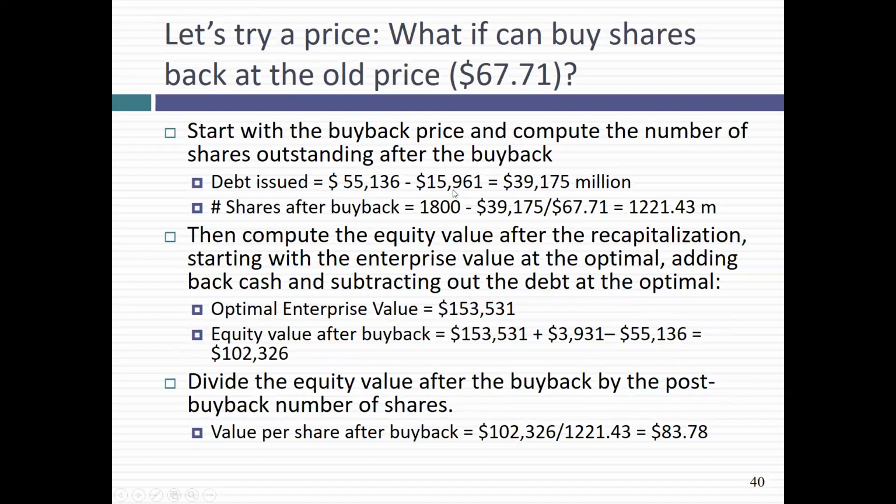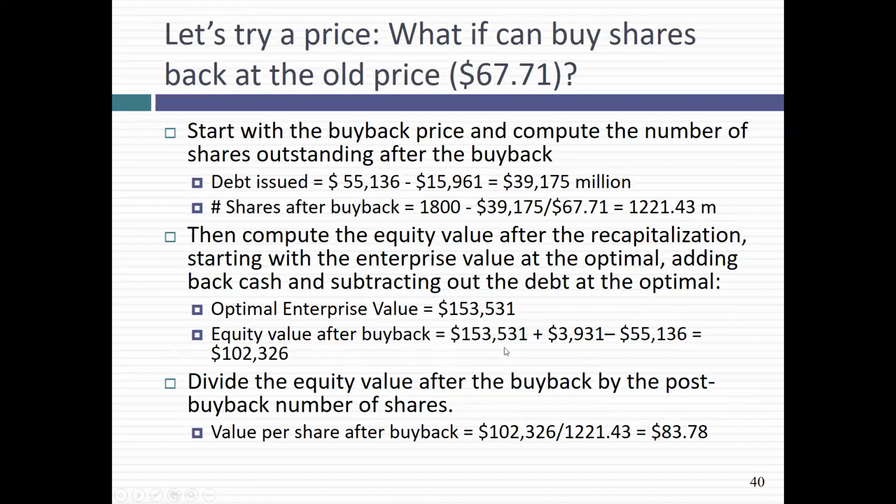So we first estimate the amount of debt issued. This is the new debt, this is the old debt. As we saw, we increased debt by $39 billion. We already saw this in the last lecture. We then estimate that if we are buying back shares at 67.71, this is how many shares we're able to buy. It's the total amount of money we now have in debt divided by the price per share. So this is the old number of shares. This minus the new, the shares that are purchased in the buyback, leaves us with this many shares left over, 1221.